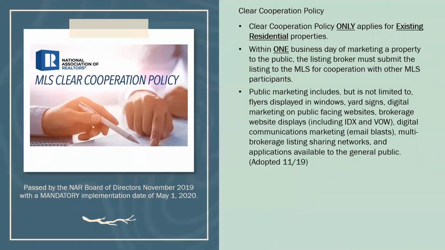All right, your clear cooperation. The National Association of Realtors kicked around the idea in 2019 and implemented it, and it became mandatory to be in effect by May 1 of 2020. PAR implemented it in April of 2020. The cooperation policy only applies to existing residential properties. So it doesn't apply to commercial, it doesn't apply to land, it doesn't apply to brand new residential, only existing residential properties.